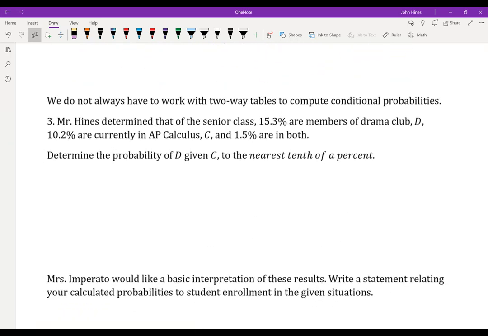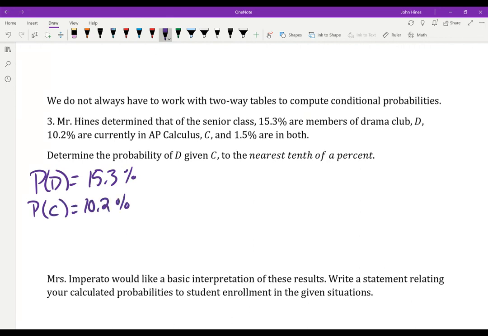Unfortunately, we're not always working with two-way tables. So let's do a little word problem here, and then we'll call it a lesson. So Mr. Hines determined that of the senior class, 15.3% of them are members of the drama club, 10.2% of them are in AP Calculus, and 1.5% of the senior class is in both. All right, so I got the probability of drama is 15.3%. The probability of AP Calculus, that's 10.2% of the senior class. And the probability of both, so that's drama and calculus, is only 1.5% of the seniors.